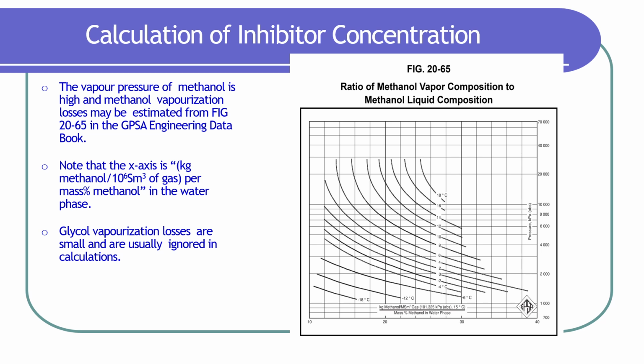But this time we are using the standard unit system, where the pressure will be in kilopascal on the y-axis, and on the x-axis you have the kilogram of methanol per standard million meter cube of the gas, divided by the mass percentage of methanol in the water phase, in the liquid phase. And as we explained earlier, this is good for methanol only, because glycol is assumed to be less volatile than methanol, so we don't need to calculate for the losses of that compound, which is the glycol.